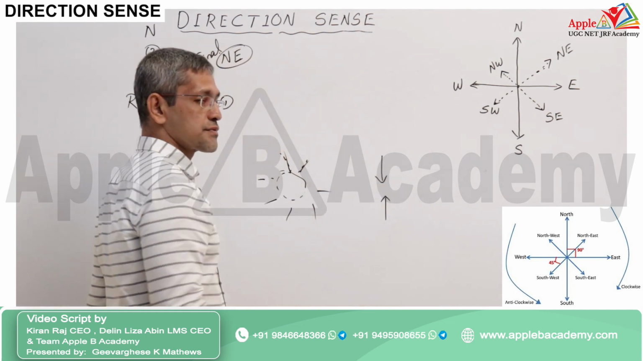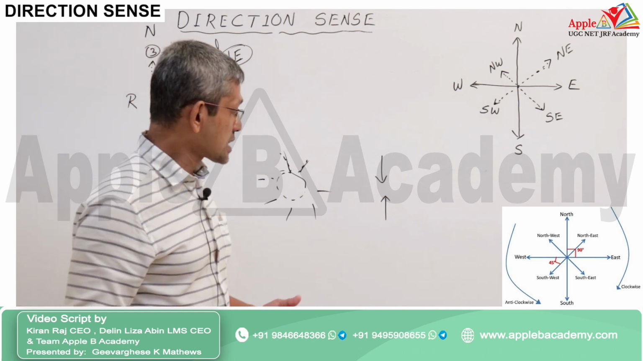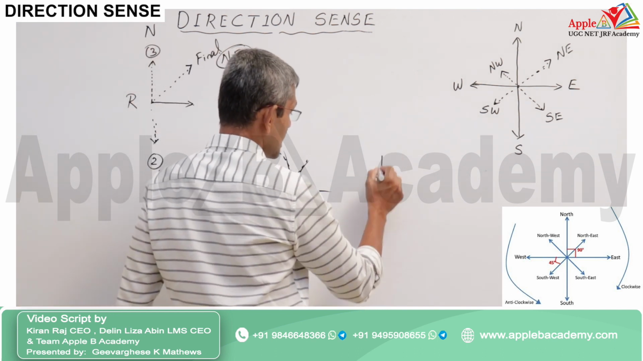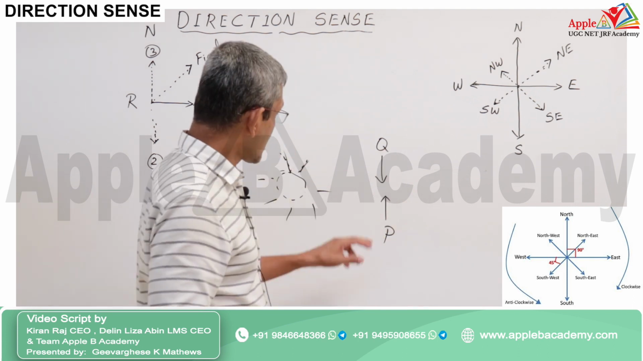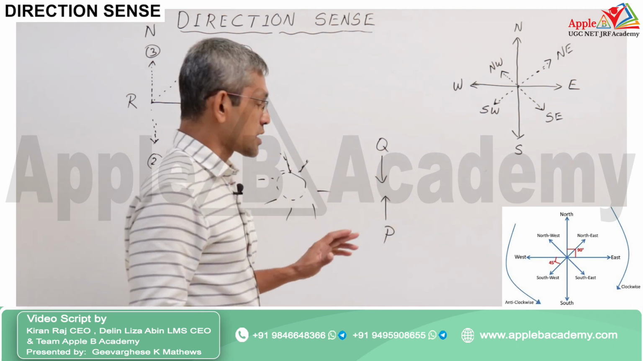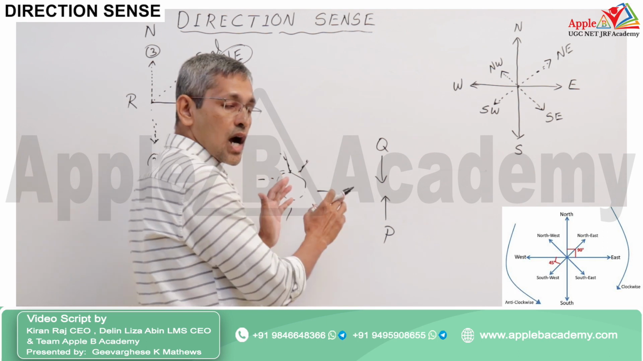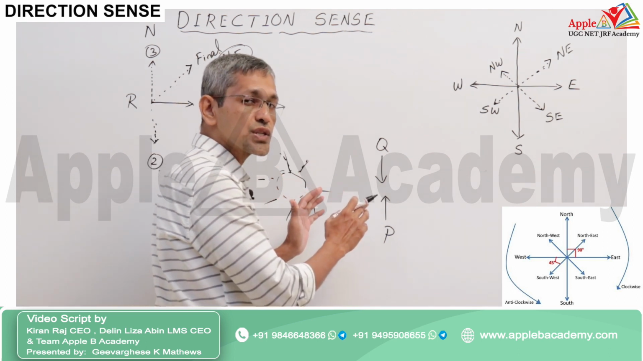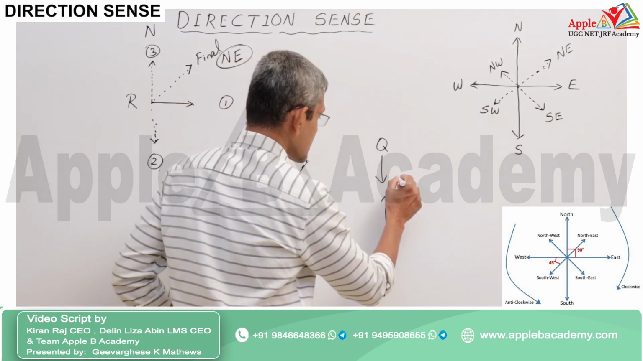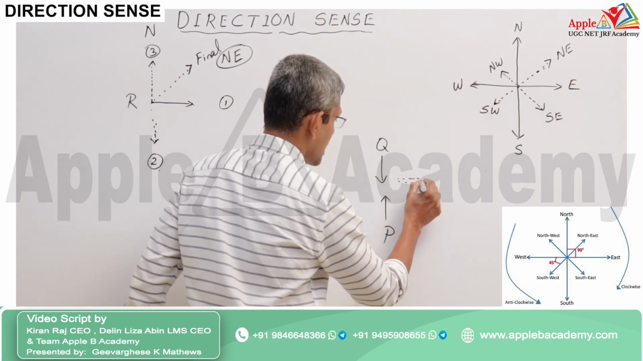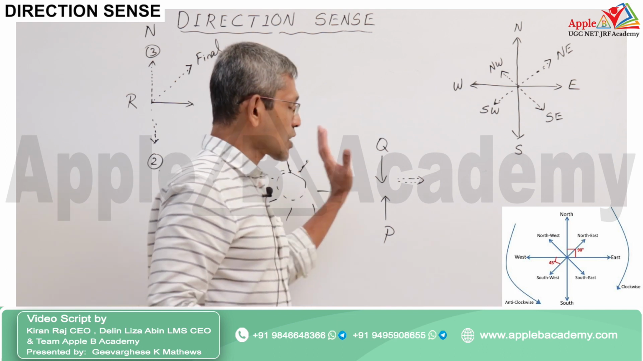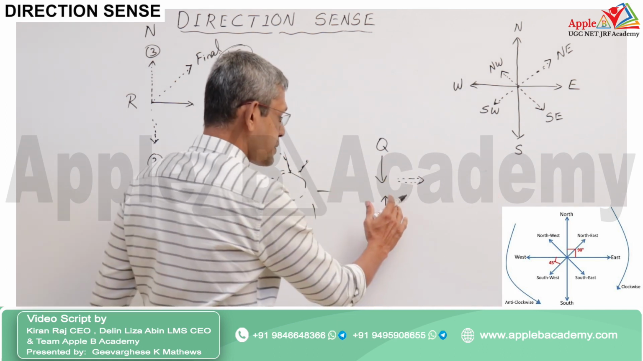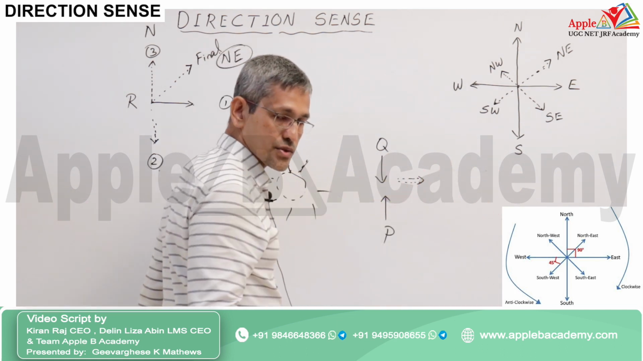Which is P, which is Q? We have no idea. Let's assume that this is P and this is Q. This is just an assumption. If this is P and this is Q, since the sun is here, the shadow of Q is in which direction? This is the shadow of Q. Because the sun is here, the shadow must be on this side, and the shadow of P must be on this side as well.